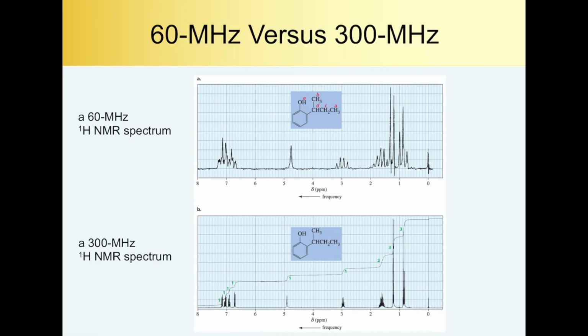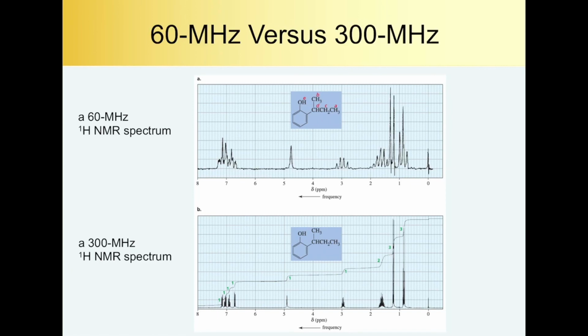Resolution of an HNMR spectrum. Here are two different spectra produced by two different spectrometers operating at two different frequencies. This spectrum was obtained on a spectrometer which operates at 60 megahertz, and this one was obtained on a 300 megahertz spectrometer. You can see that the peaks in the 300 megahertz spectrum have been resolved to the extent where you can see the actual splitting pattern in the compound, whereas here many of the peaks overlap, leading to poor resolution.